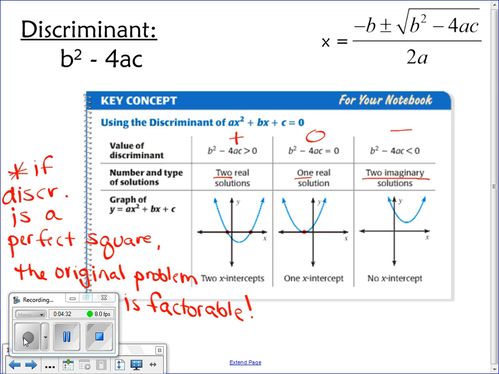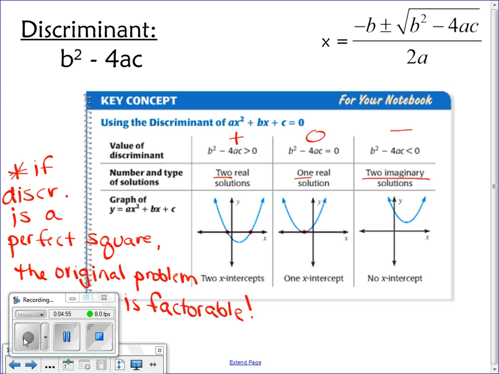When it comes time for your chapter test, it's going to be broken up section by section. You'll have a section that says solve by factoring, which we've done over and over again, so don't forget it. I know we're kind of moving on, but don't forget how to factor. You'll have a section that says solve by taking the square root, solve by completing the square, and solve by the square root method.